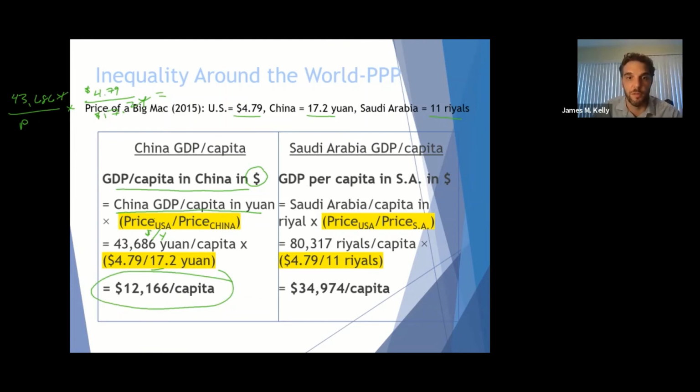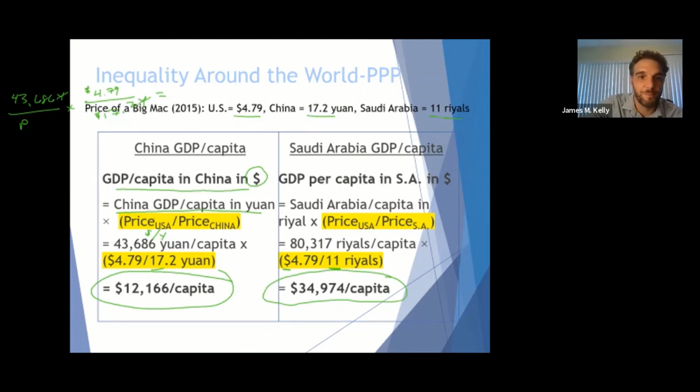Chinese person. Where in Saudi Arabia, doing the same calculations, again, remembering dollars are going to go in the numerator of your PPP conversion, and the domestic currency is going to go in the denominator. So using the ratio of $4.79 to 11 rials, what do we get GDP per capita to be in Saudi Arabia in dollars? About 35,000 dollars per person.